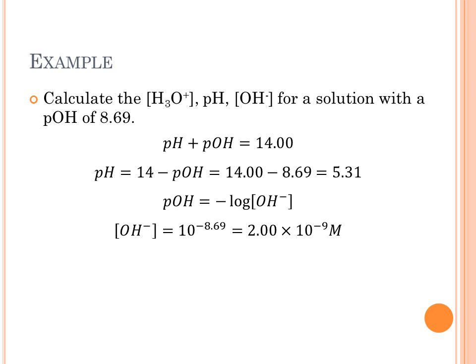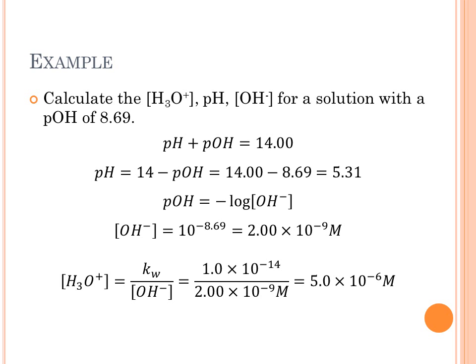And so what's left is the hydronium ion concentration. So hydronium ion is equal to Kw divided by hydroxide ion concentration, or 1 times 10 to the negative 14th divided by 2 times 10 to the negative 9th, which is going to be 5 times 10 to the negative 6 molar. This has been a tutorial on acids and bases, including pH.